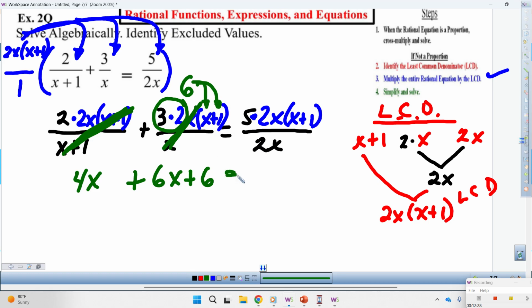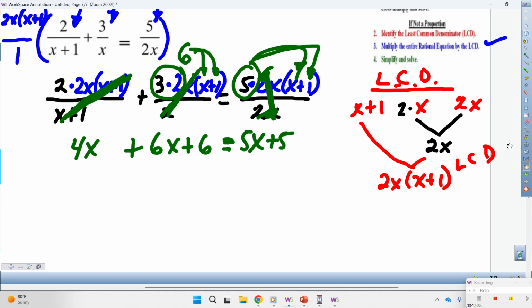Equals. What's our giant 1 on the last fraction? The 2x. And we're left with the 5 and the parentheses, so we distribute the 5 here and here. So that gives us 5x plus 5. We good? All right, from there let's solve.